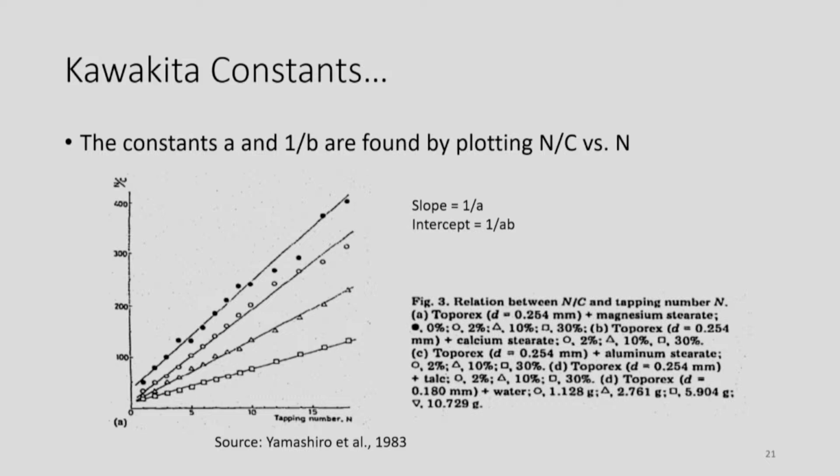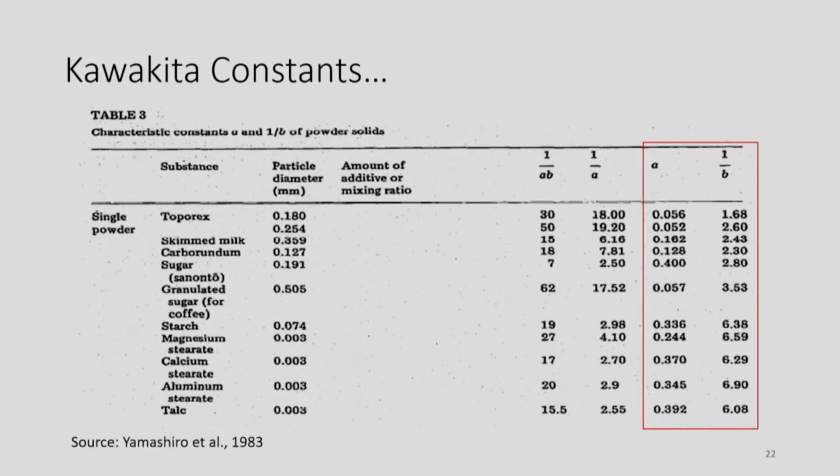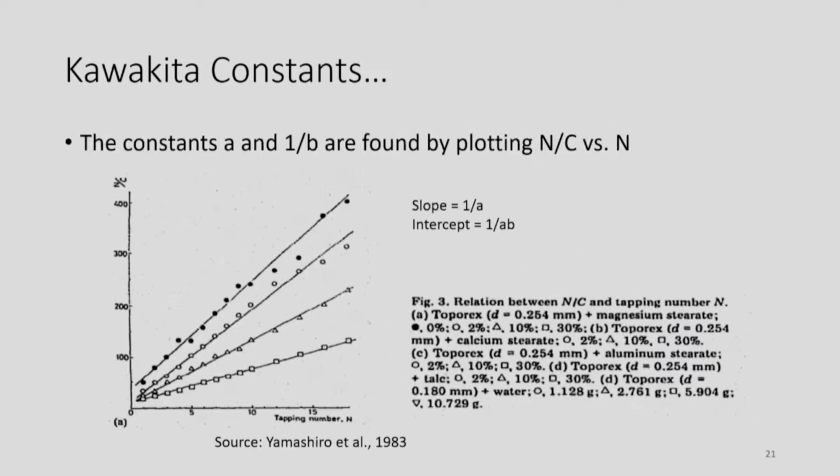Are you still here? Okay. Yeah, go ahead. What is on the y-axis? So y is the number of taps over compressibility or compactability, C. And the x-axis is just the number of taps, N. So N over C versus N. Okay.